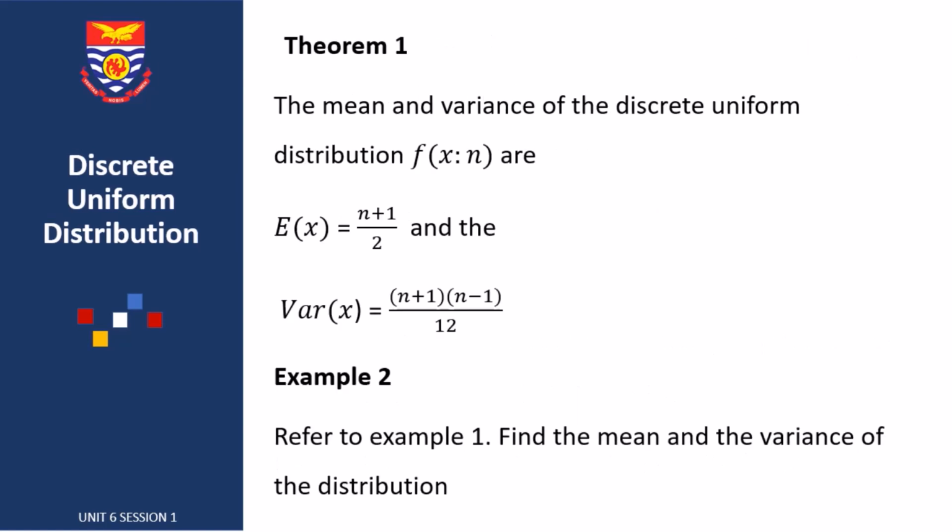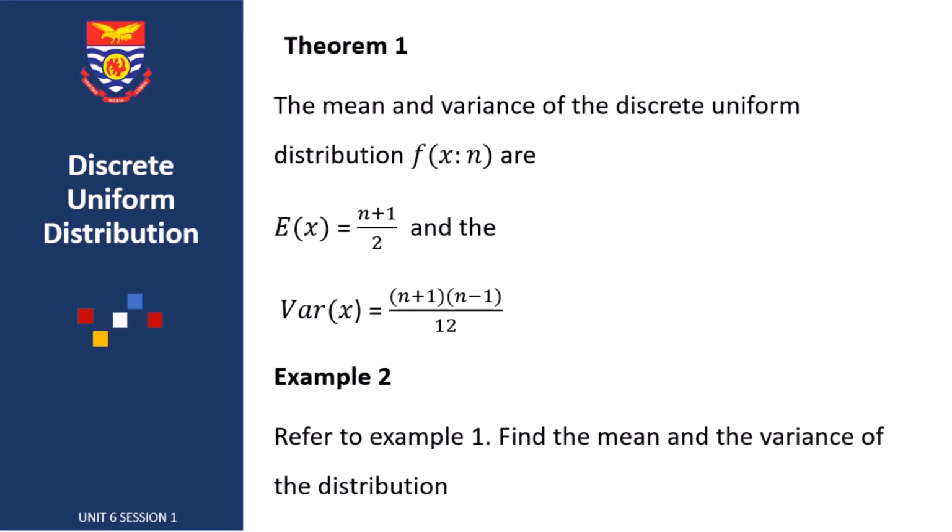Now look at the theorem. The mean and the variance of the discrete uniform distribution f(x; n) are as follows. The mean, as the expected value, will be (n plus 1) all on 2, and the variance will be (n plus 1) multiplied by (n minus 1), all on 12. And that is the theorem.